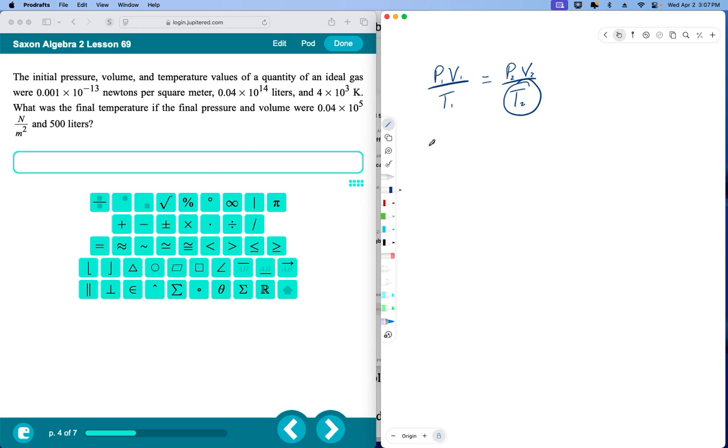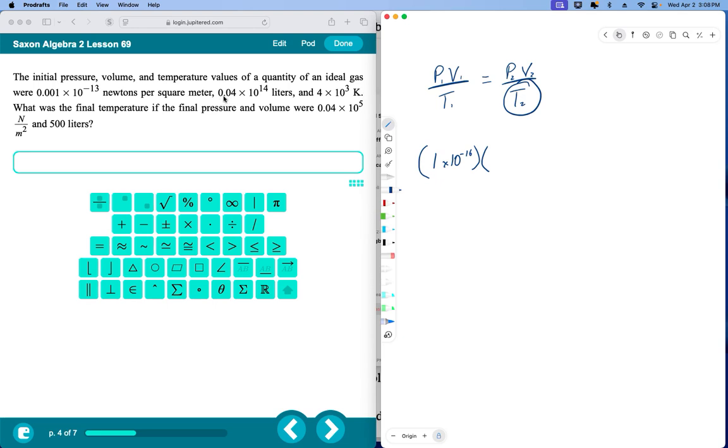So let's go ahead and put in proper scientific notation our initial values. So this is going to go backwards, 1, 2, 3 spaces. So -3, that's going to be 1 times 10 to the -16.